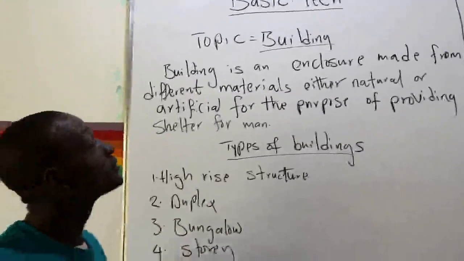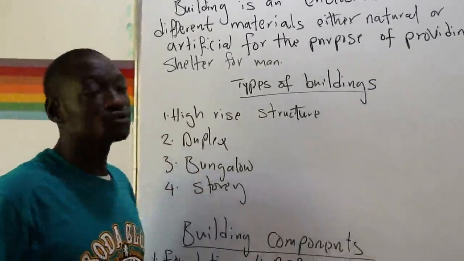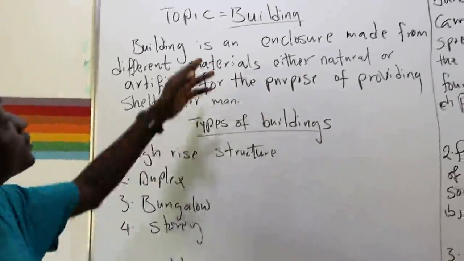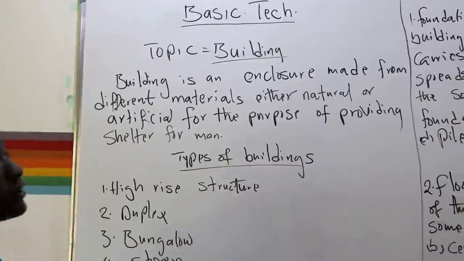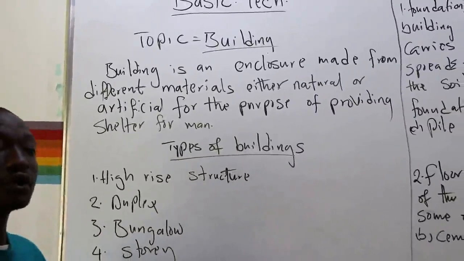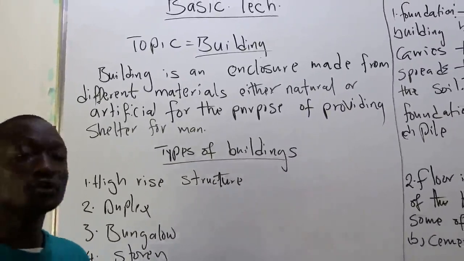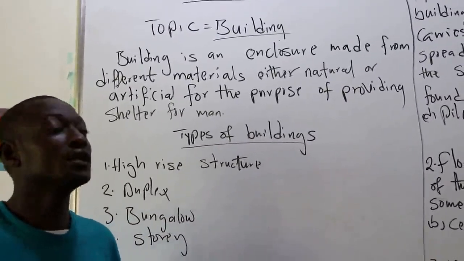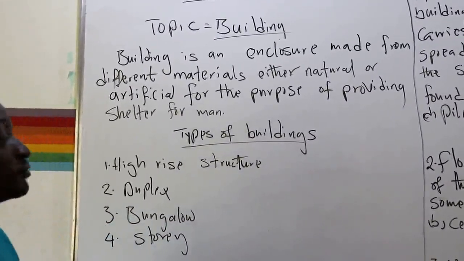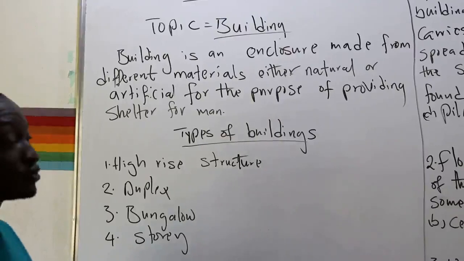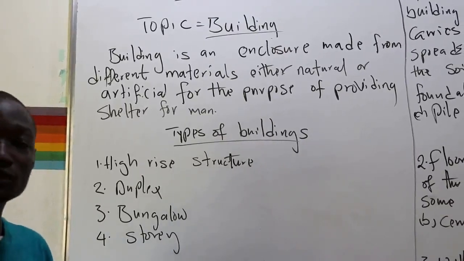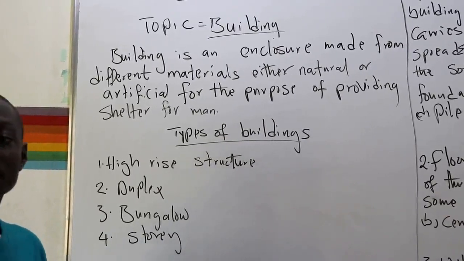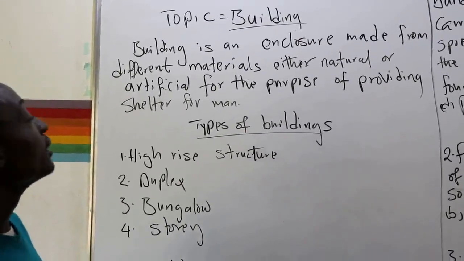Today, students, this is Basic Technology, and we'll be considering the topic: building. Of course, you are conversant with the word building. Most of you must have heard what a building is made of. Of course, we are living in buildings. Examples of some of the buildings are your hostels, your classrooms, and other residential or recreational centers.